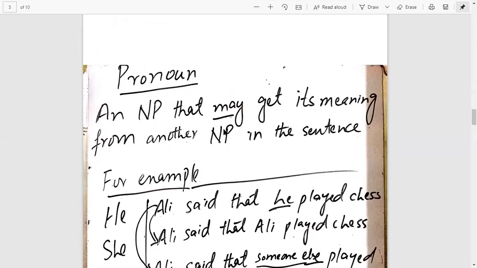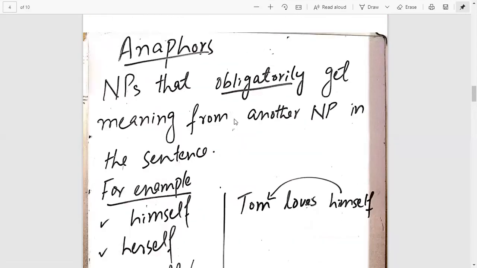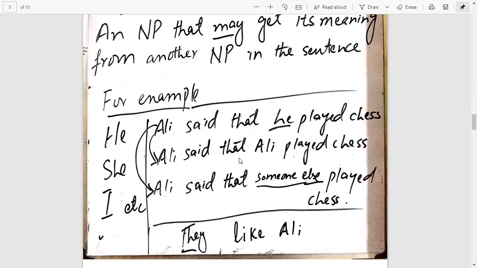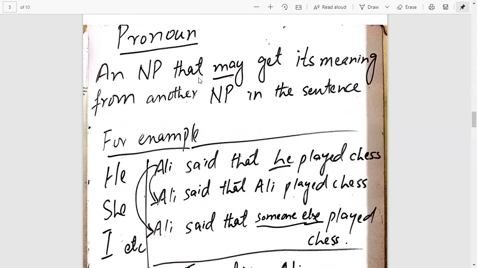But in the case of pronoun, it will be a different thing. Here I am using the word may, right? So here I used the word obligatorily because anaphors were bound to get their meaning from their antecedent, but here they are not bound. So that's why I use the word may.